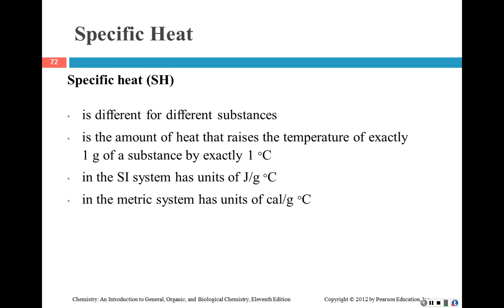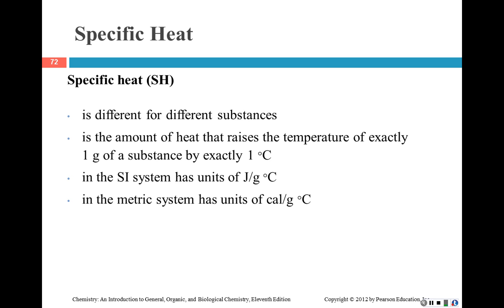Specific heat is of other things. That is the amount of heat to raise the temperature of whatever that is, the copper or whatever, one gram of that by exactly 1 degree C. The SI unit is joules divided by grams times degrees C. The metric is going to be calories per gram degrees C. Now notice it's got 3 different units in it.